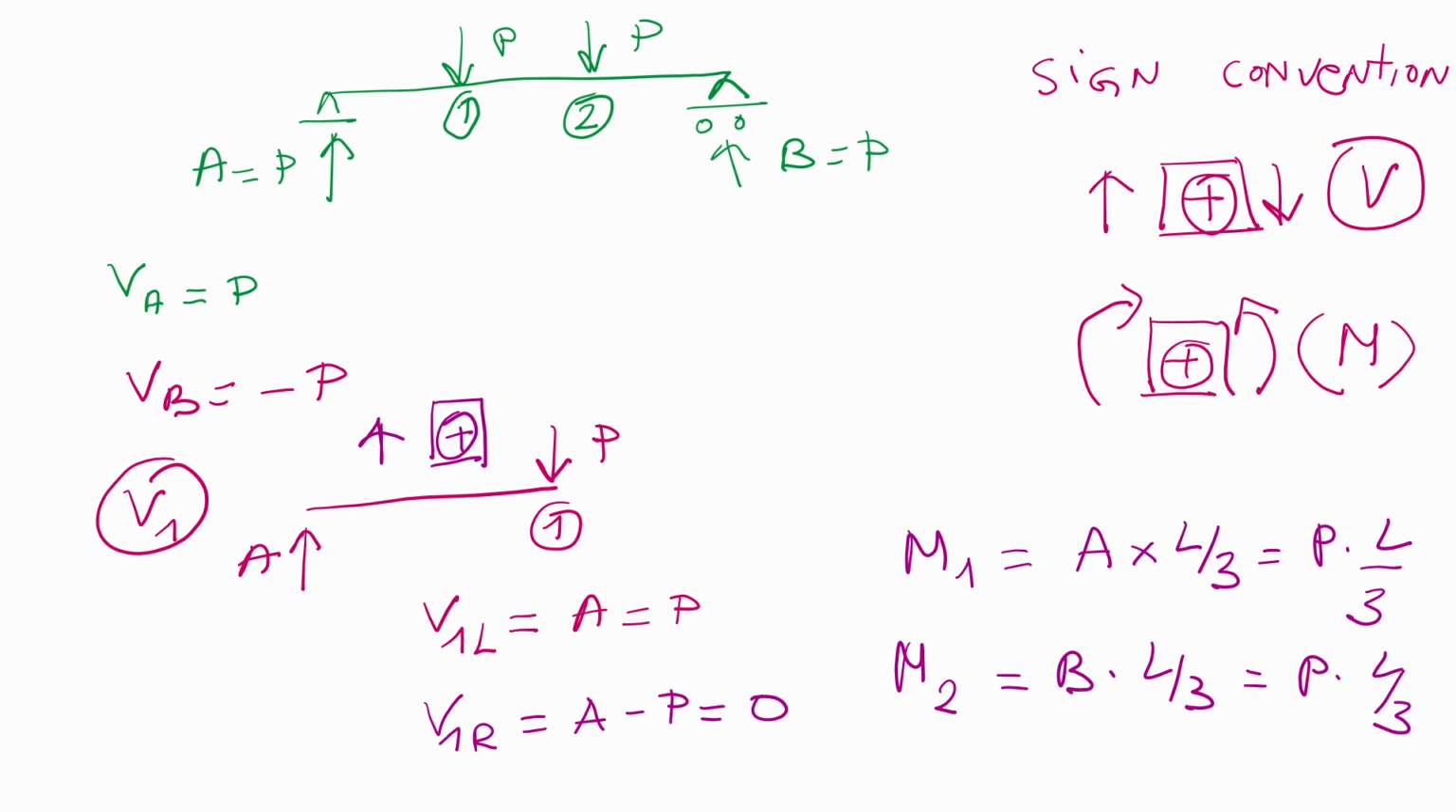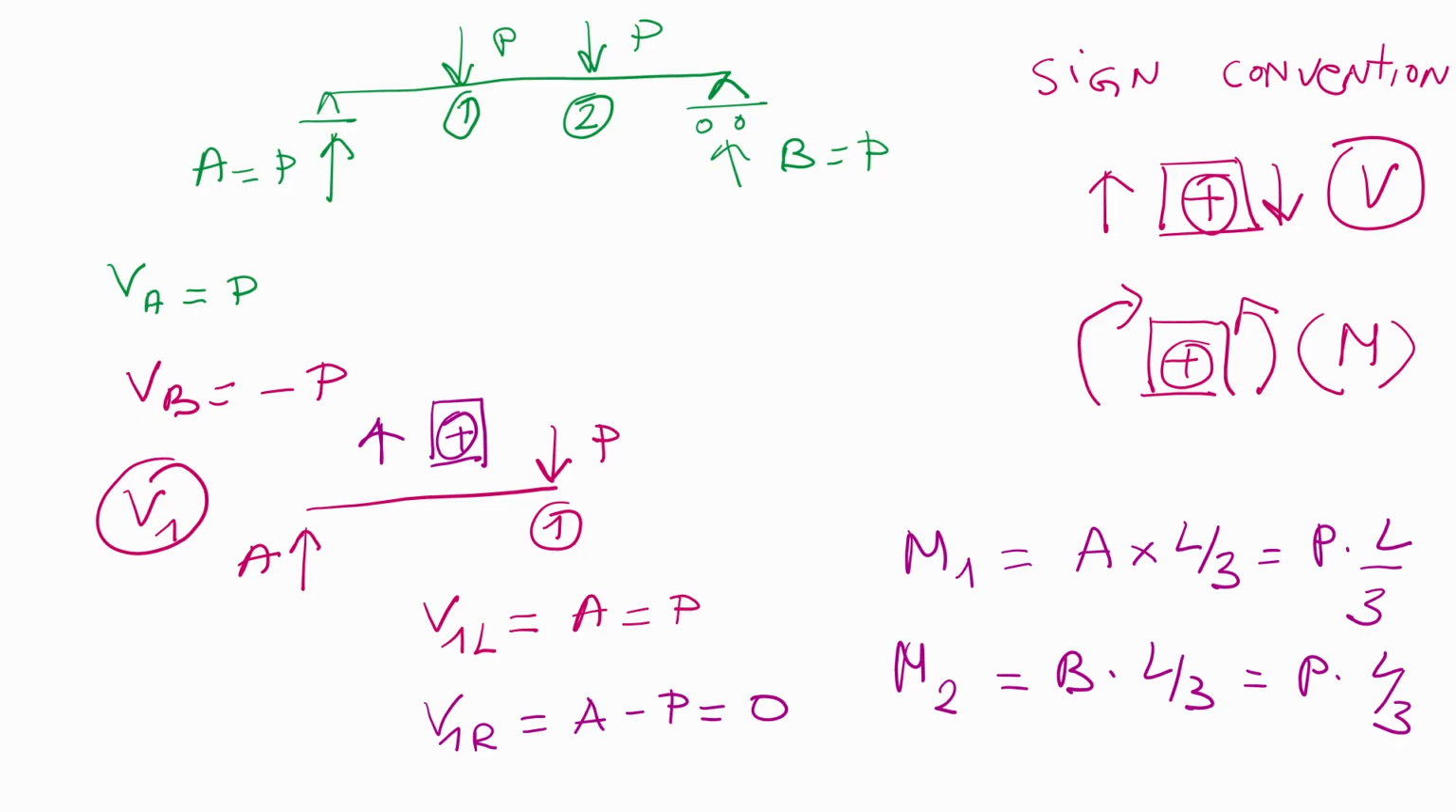So the same situation for point 2. So we have V2 right and V2 left. Again, the reaction at support B will be your V2 right, which is equal to minus P. And if we have the shear at point 2 but behind the force, then you will have a 0.